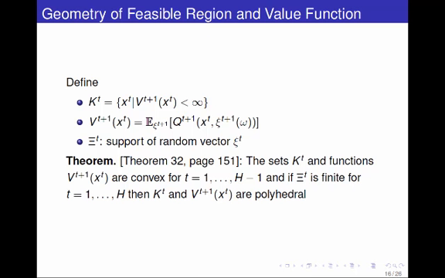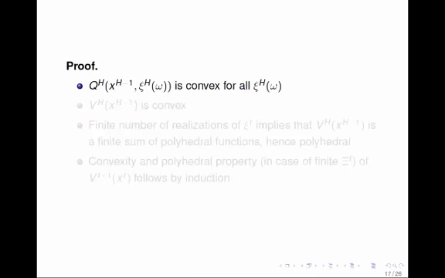It says, first of all, these value functions are convex functions of x. Also, these sets of feasible regions are polyhedral. And these are convex in general, but if the set of outcomes of xi is finite, then these value functions are polyhedral, piecewise affine functions. To prove that, you just go by induction. You go to the last time period, and you know that q is a convex function of x at h minus 1. Why do you know this for the q function at the end? What is the optimization problem? What is the definition of qh of xh minus 1?